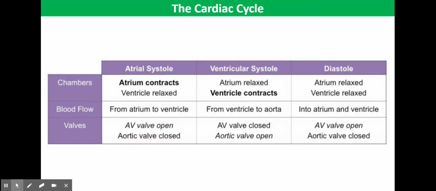And finally, during ventricular systole, the ventricle walls will contract, so blood will flow from the ventricle up into the aorta and out of the heart. During this phase, the atrioventricular valves are closed and the aortic valve or the semilunar valves will be open.